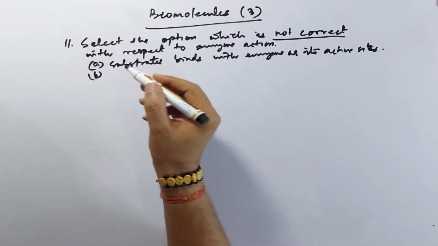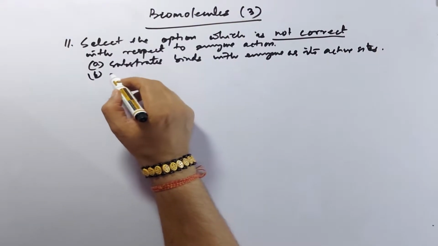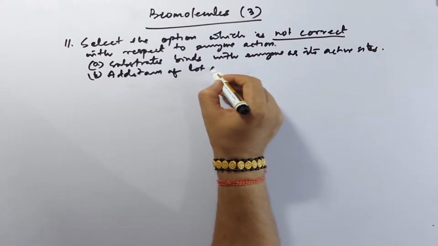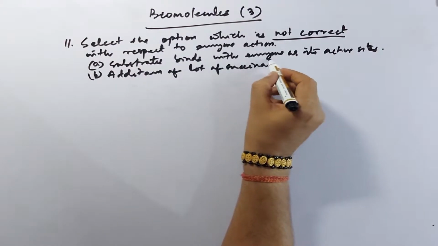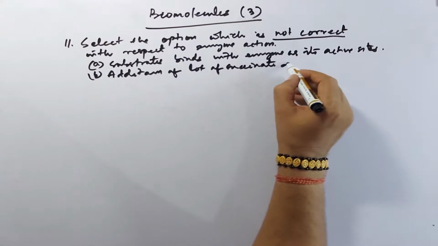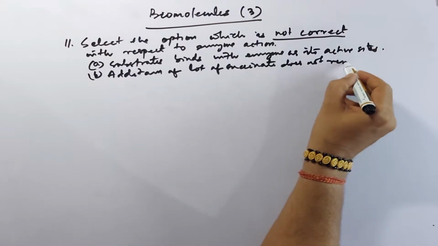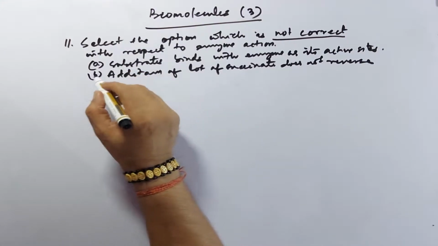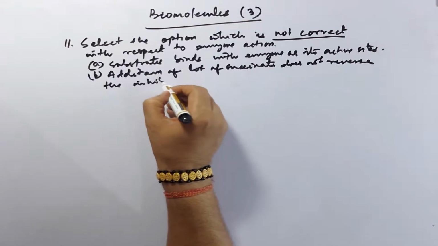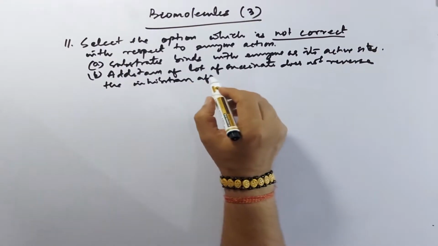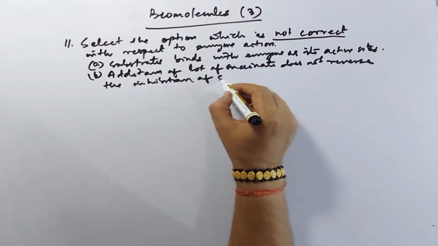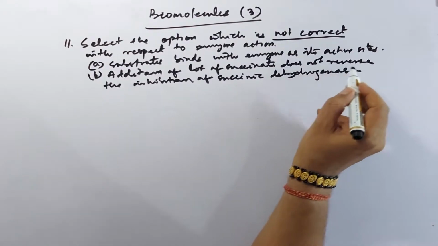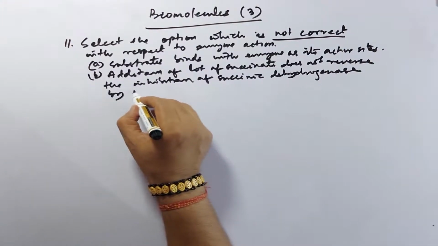B option, that is addition of a lot of succinate does not reverse the inhibition of succinic dehydrogenase by malonate.